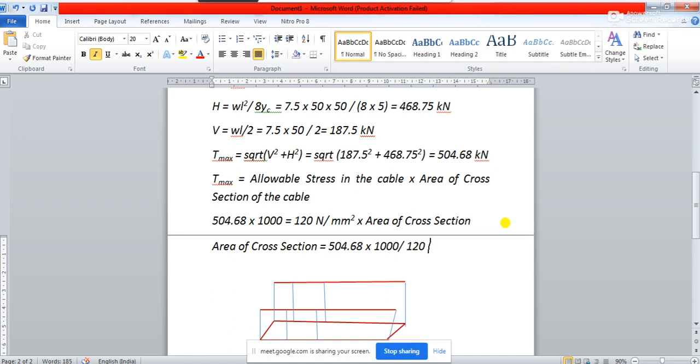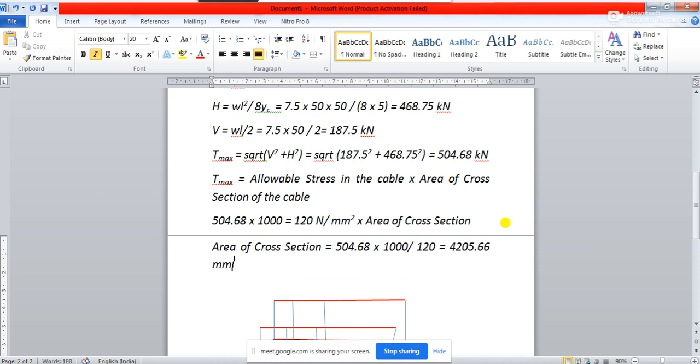Okay? Is it clear? Or do you still have doubt? Yes, sir, clear. So please calculate the value. 504.68 into 1000 by 120. So please get the value. 4205.66, sir. 4205.66, right? It will be millimeter squared.